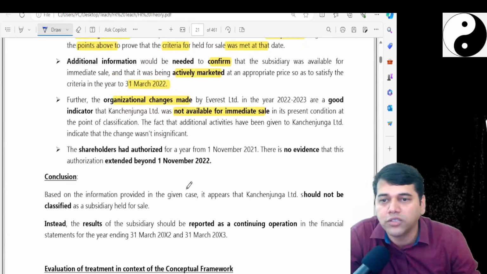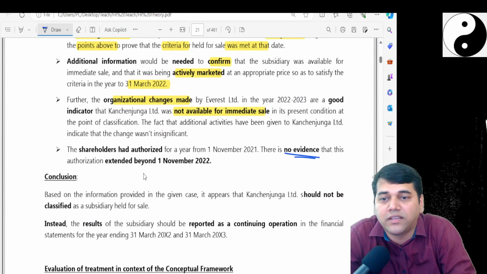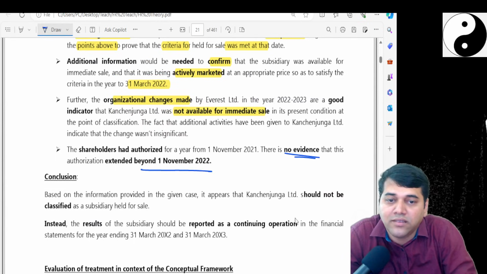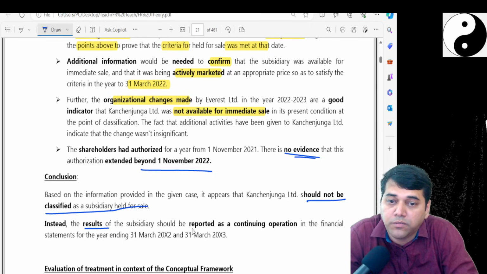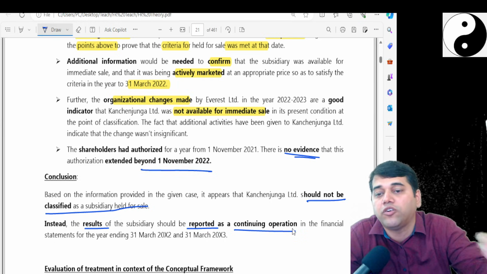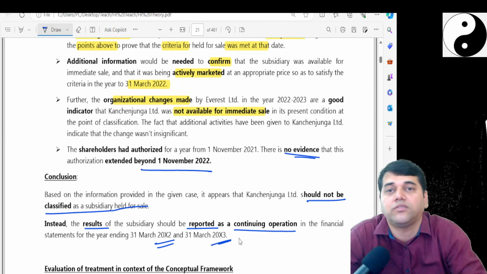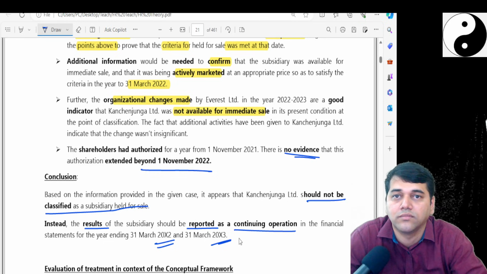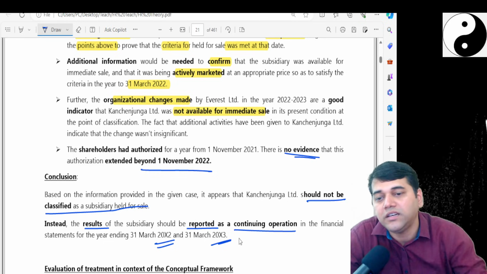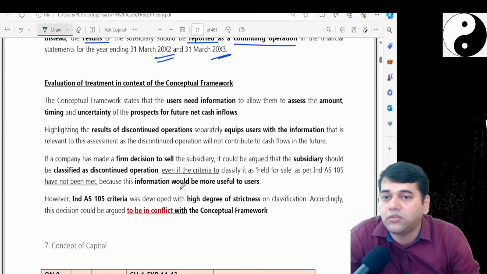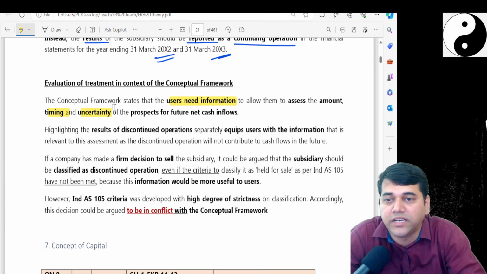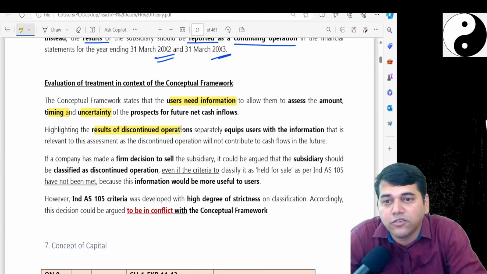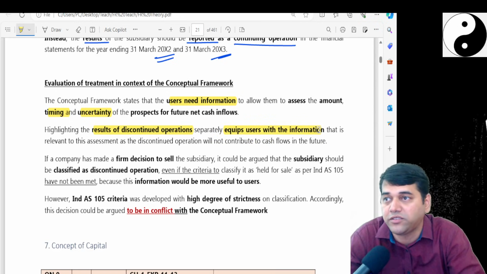Now what is your conclusion? The shareholders authorized only, there is no evidence that they extended beyond November 22. Thus, it should not be classified as held for sale. Instead, the results of the subsidiary should be reported as continuing operations on 31st March. Now, in the context of the conceptual framework, the conceptual framework says that users need information to assess the amount, timing, and uncertainty. Highlighting the results of discontinued operations separately will help them to take better decisions.